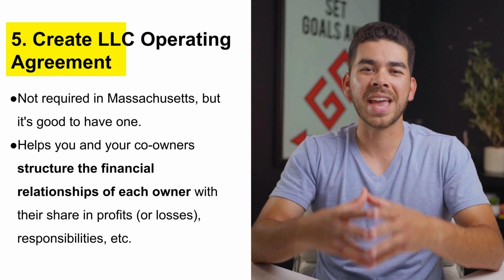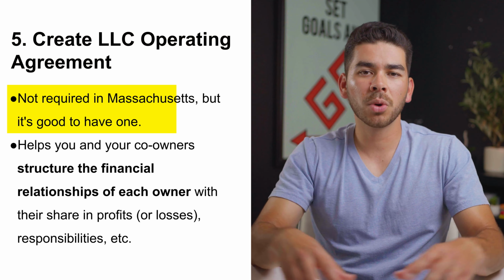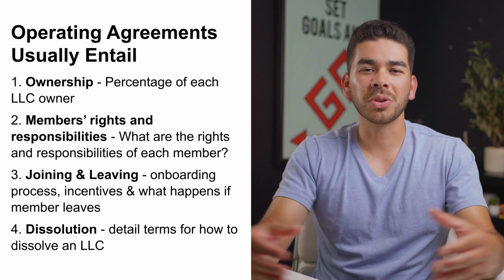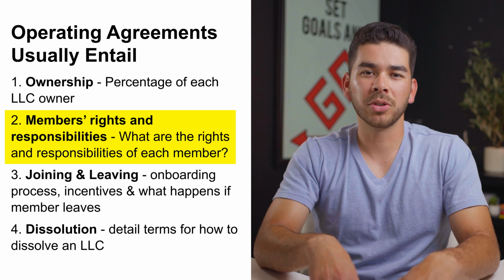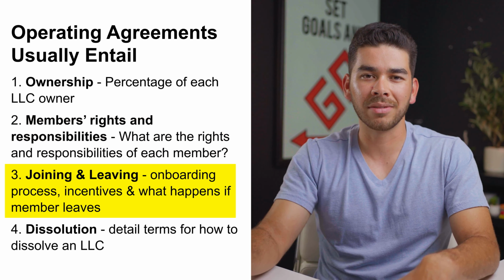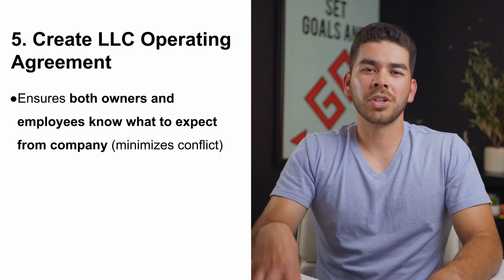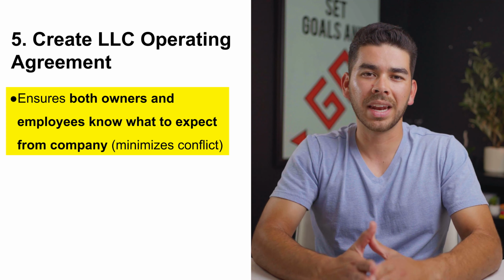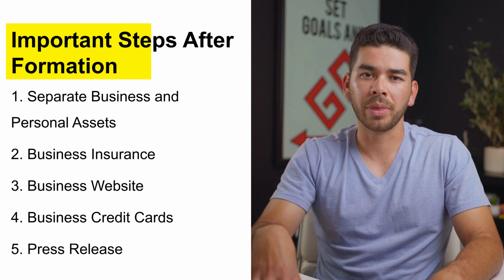The next step is to create an operating agreement. Now, this isn't required in Massachusetts, but it is highly recommended that you set one of these up. This will also lay out things like owner's rights, members' rights and responsibilities, joining and leaving, and dissolution. And overall, this will just ensure that both owners and employees know exactly what to expect from the company, and it will minimize conflict. After you've formed your LLC, there are a couple important things that you need to know.